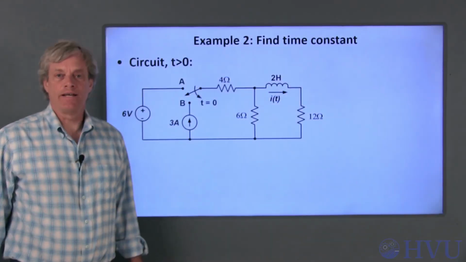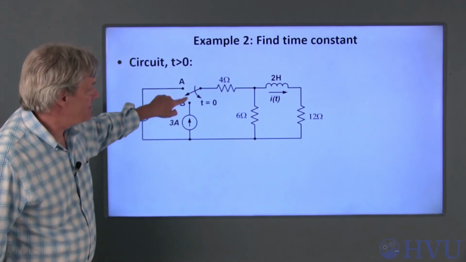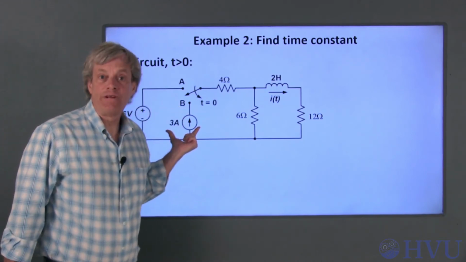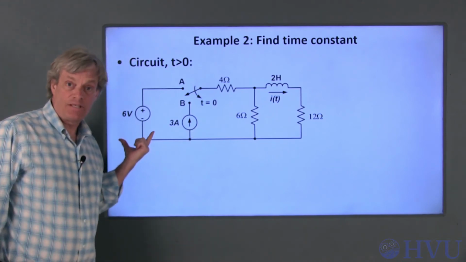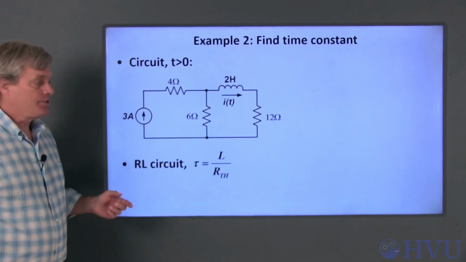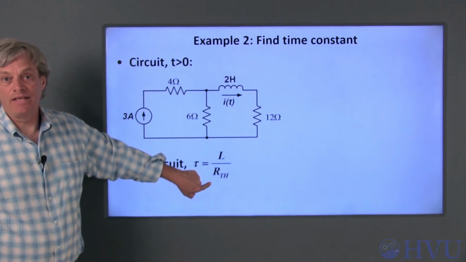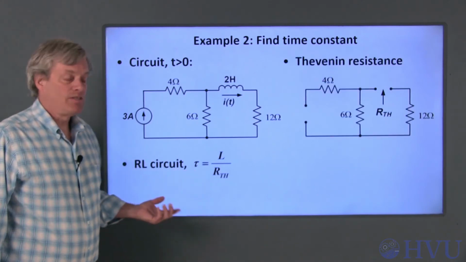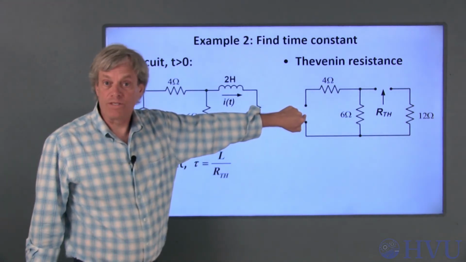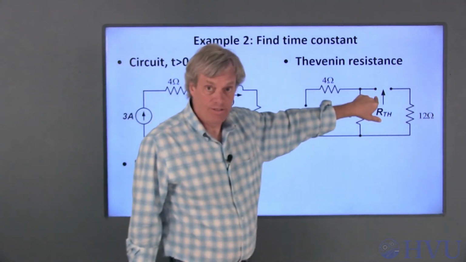To determine the time constant for t greater than 0, we look at the circuit for t greater than 0. After time t equals 0, the switch is at position B, the inductor is connected to the 3 amp source and is disconnected from the 6 volt source. This is the resulting circuit. The time constant for an RL circuit is the inductance, 2 henries, divided by the Thevenin resistance seen by the inductor. The Thevenin resistance is obtained by killing the independent sources so that the 3 amp current source becomes an open circuit and calculating the equivalent resistance seen across the inductor terminals.